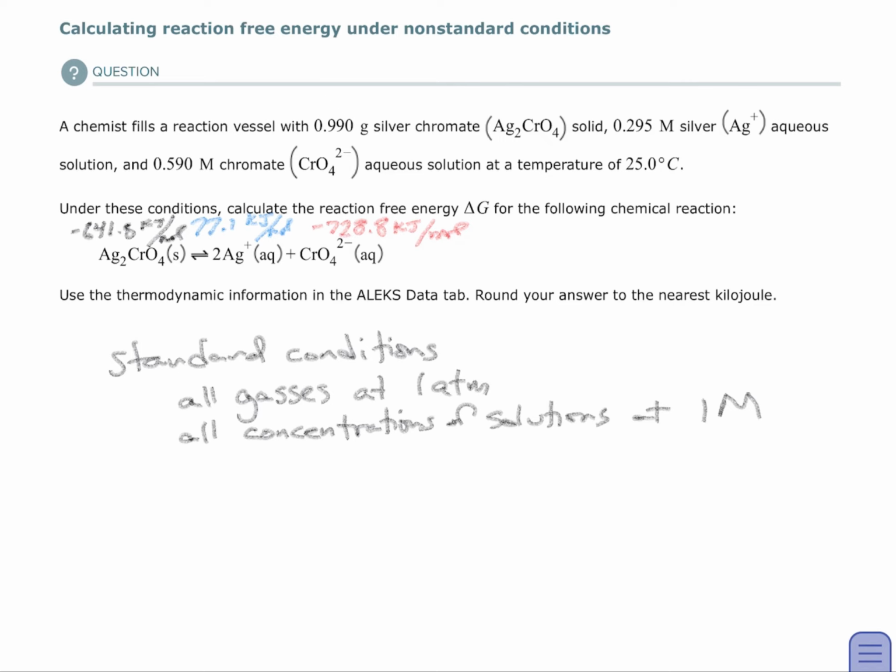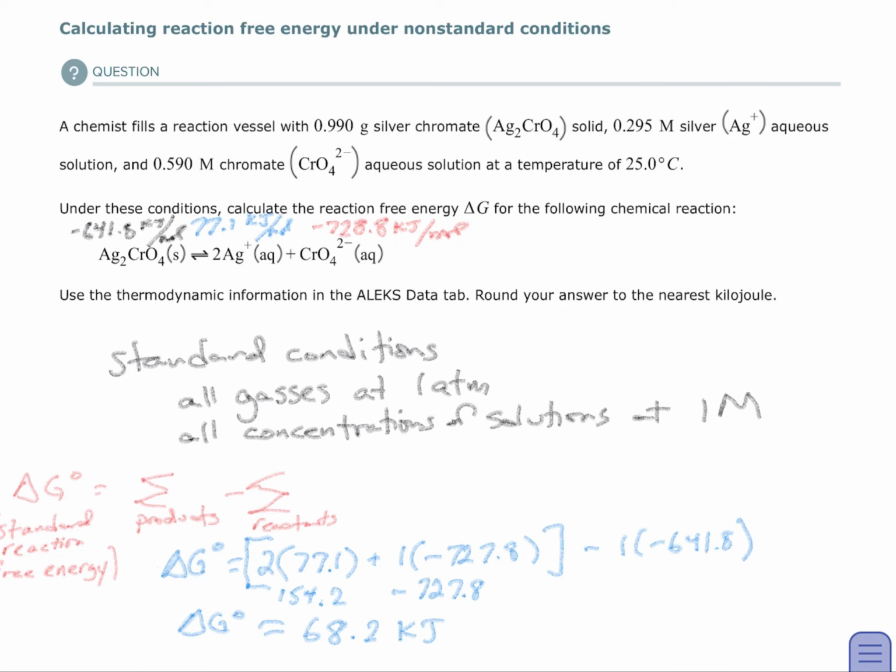So when I wrote it down, the standard reaction free energy is simply going to be the products. Remember, that's the moles times the free energy number. Add them together and then subtract the reactants. So I used this to find the standard free energy, and I found it as 68.2 kilojoules. Now that's the standard free energy of this reaction, and you need it in the formula that we're going to use in a second.